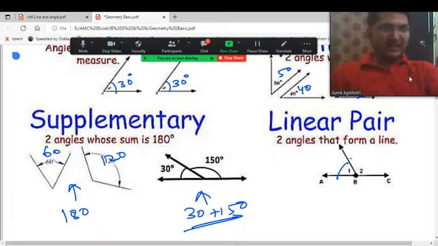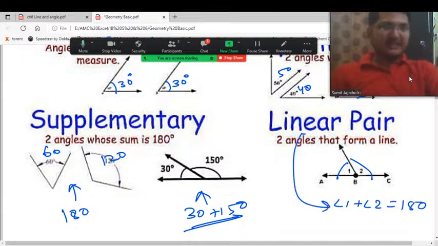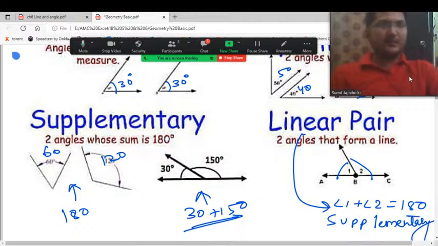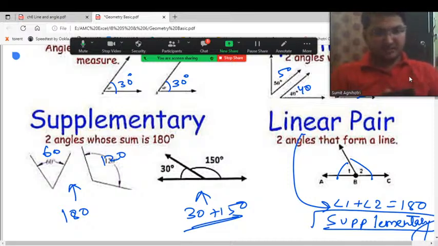Here 1 and 2 sum up to give you how much? 1 and 2 sum up to give you 180. That's why they are a linear pair as well as supplementary. They are not only a linear pair, they are also supplementary. Linear pair means they form a straight line. Then only we call them a linear pair.